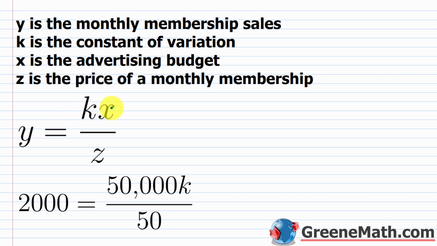But it varies inversely with the price of a monthly membership. So that's Z that's going down in the denominator. And that should also make sense because as the price of the monthly membership goes up, fewer people are going to want to buy a monthly membership. So we have Y equals KX over Z. So then again, you're just going to plug in to find out what K is.